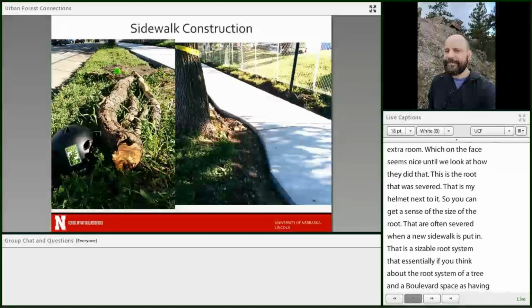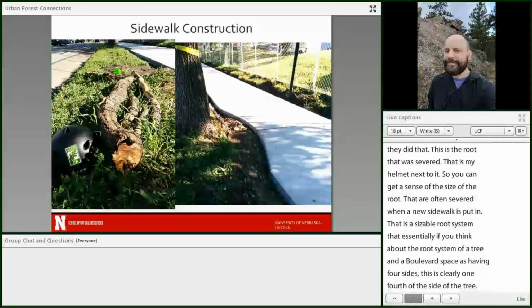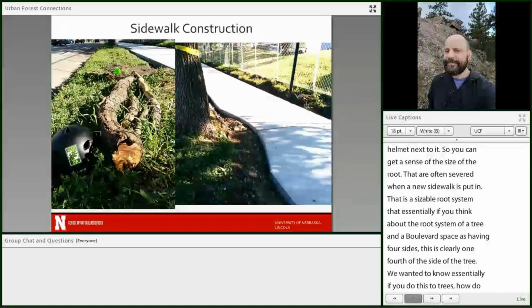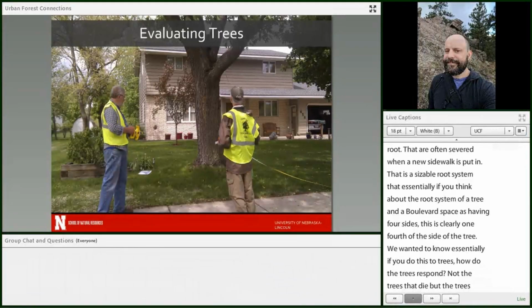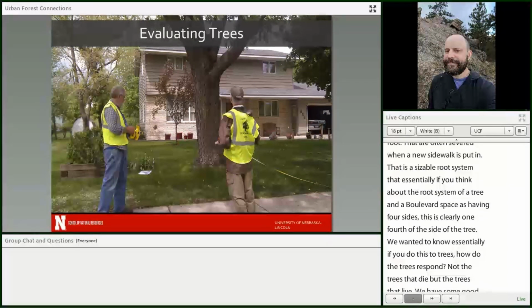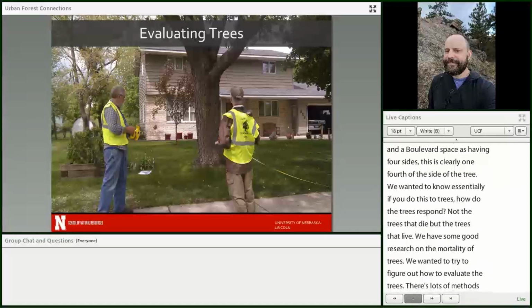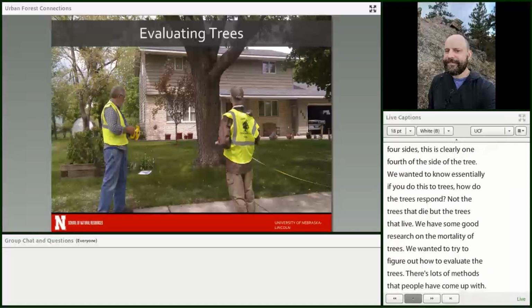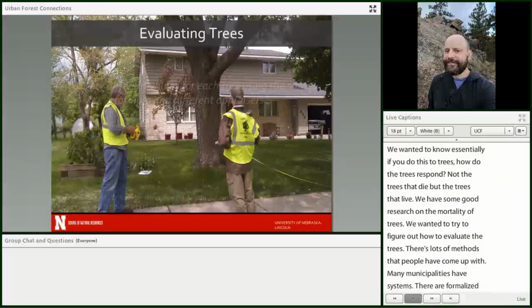And so we wanted to know, essentially, if you do this to trees, how do the trees respond? Not the trees that die, but the trees that live, right? We already have some good research on the mortality of trees. And so we wanted to go about trying to figure out how to evaluate these trees. Now, there's lots of methods. People have come up with their own condition rating systems. Many municipalities have condition rating systems. And then there are formalized systems of appraisals that have very strict protocols.